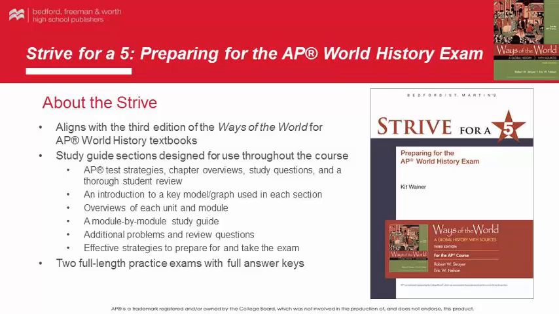Organized around Ways of the World 3rd edition, the Strive for 5 offers support and guidance during the school year, as well as AP World History tips, suggestions, and 2 complete practice exams in preparation for the test in May. The guide overviews each unit and module to help students put everything into context. Practical study tips at the beginning of each unit help students succeed in the course. There's a module-by-module study guide with big picture synthesis questions at the end of each unit. It also includes effective strategies to prepare for and take the World exam.